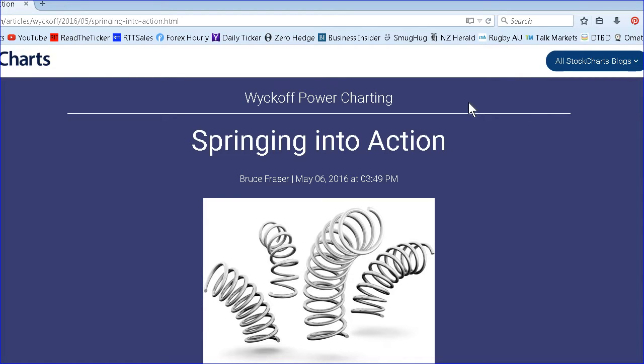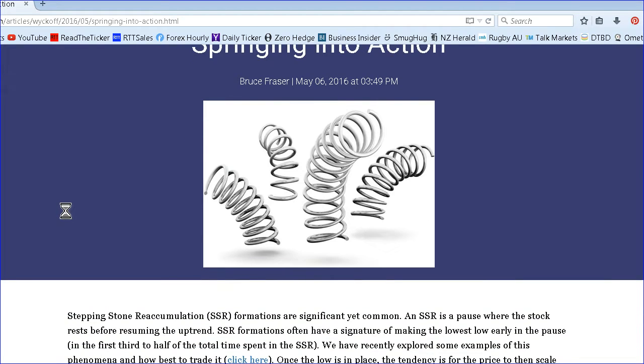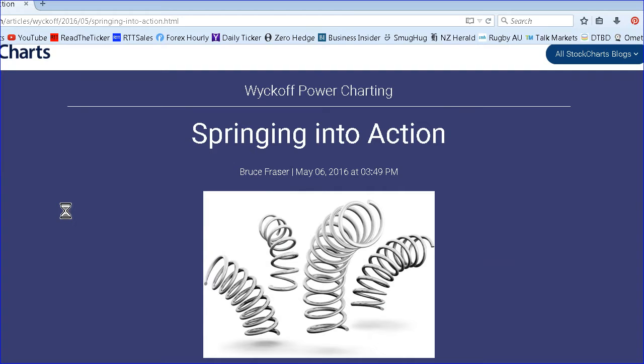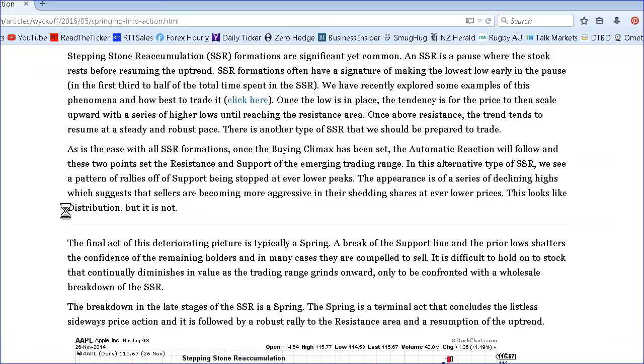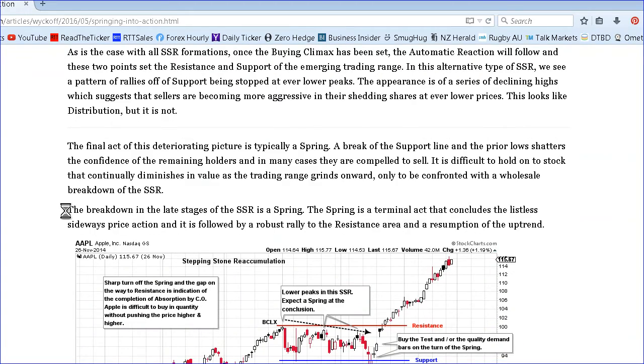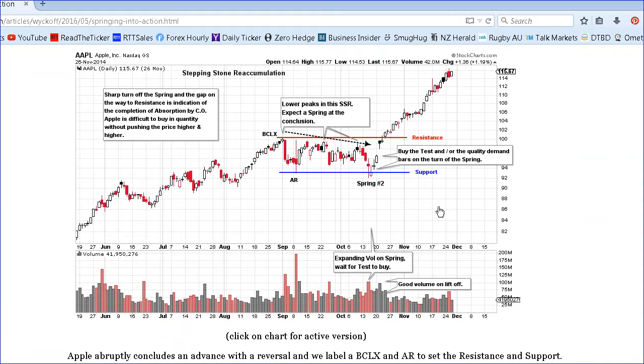Another Wyckoff blog is called Wyckoff Power Charting by Bruce Fraser of Golden Gate University fame. In this latest blog post called Spring into Action, he has made a post talking about stepping stone reaccumulation, and here we have a nice picture of Apple Inc. November 2014 with a nice continuation pattern: buying climax, automatic moves, spring action, breaking through resistance, and a continuation of price. Some good volume, demonstrating that.